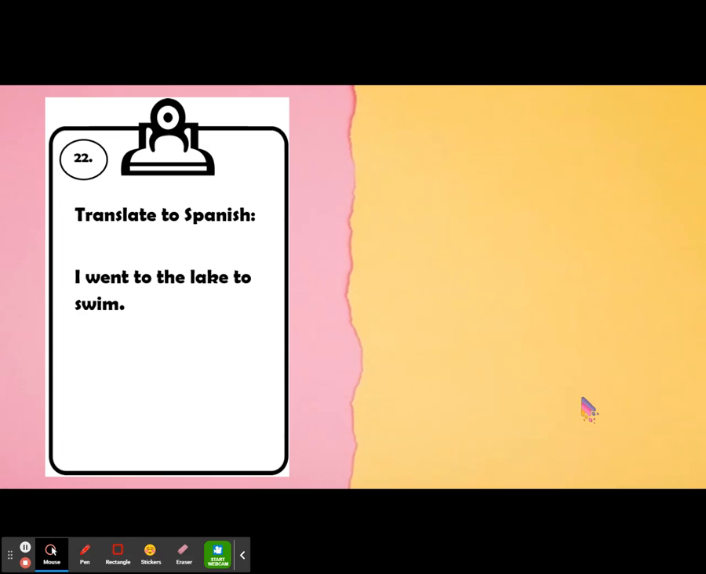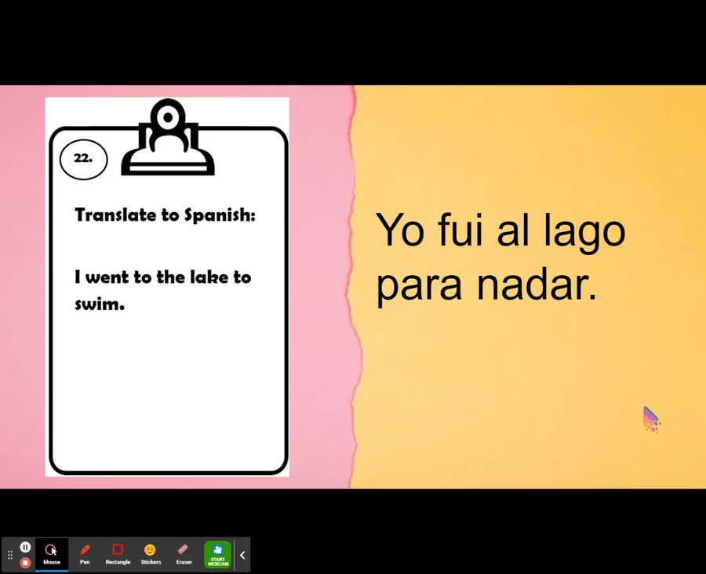All right, so you have the conjugation of ir sitting right there on your paper. How would you say I went to the lake? And then remember, there is a special word we need to use before infinitives in Spanish. Try and remember that one. Yo fui al lago para nadar.